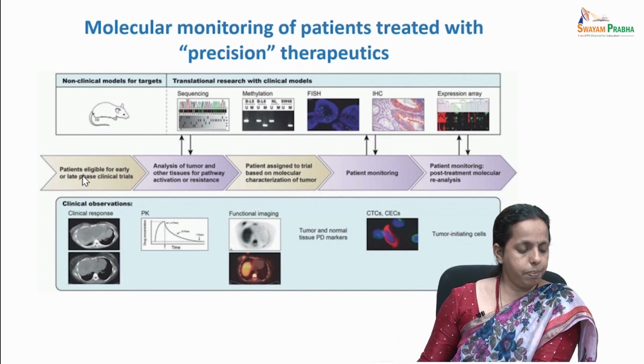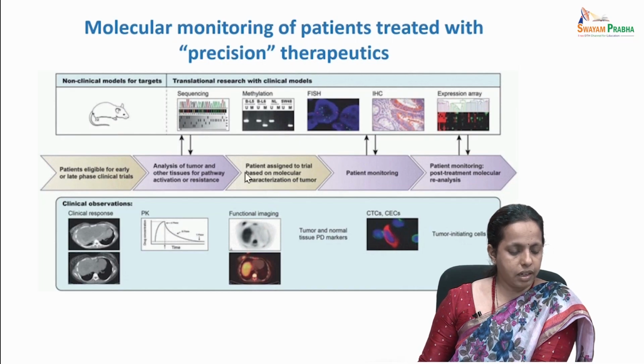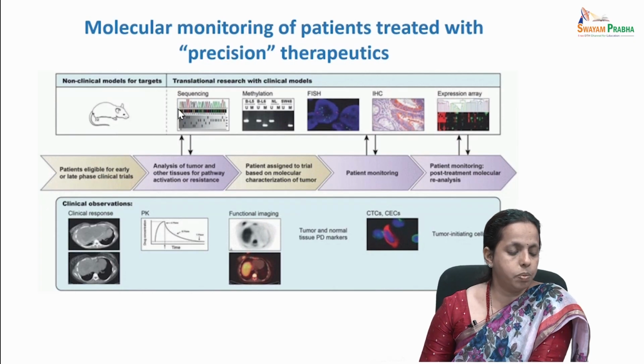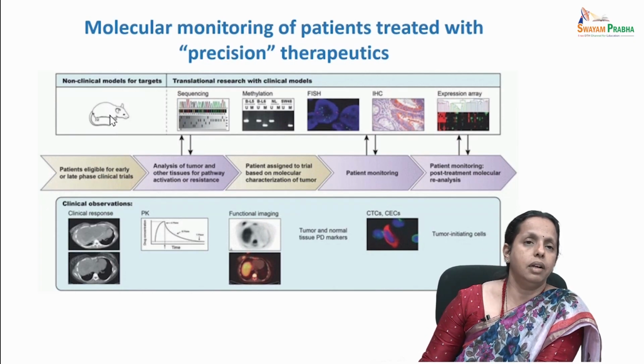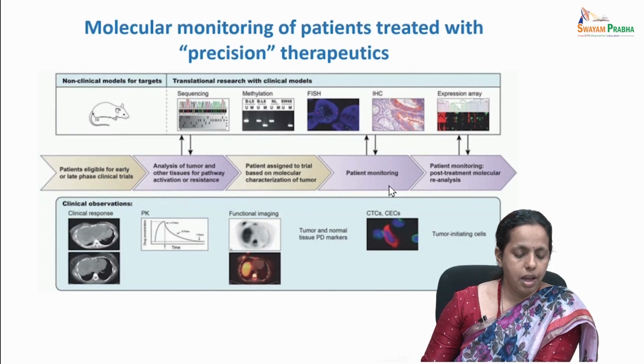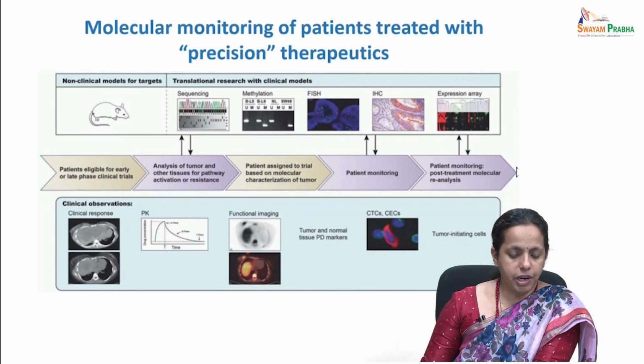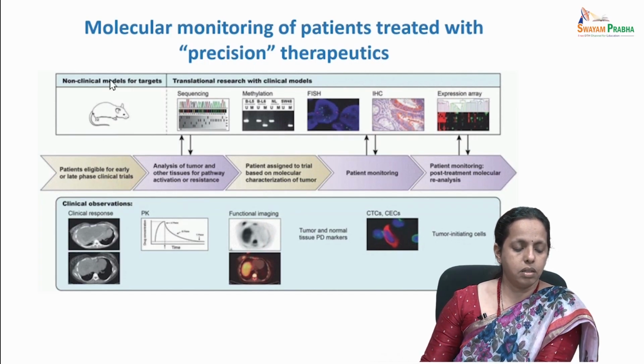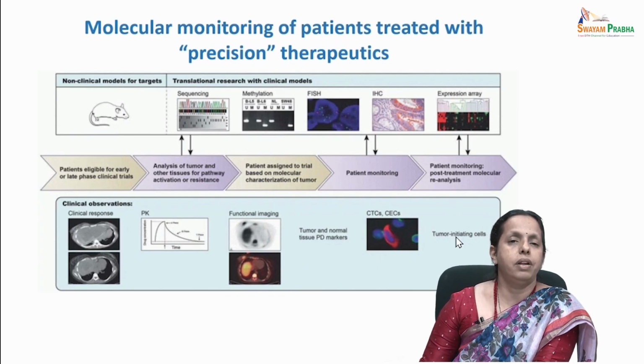Patients eligible for early or site-specific clinical trials. Then you have the analysis. You do the sequencing as I mentioned before. So patients are assigned to trial based on molecular characterization. Based on the molecular characterization of this tumor, maybe the tumor material could be very small to directly go for sequencing. That is why you put it in a mouse model. Then patient modeling, then patient monitoring post all this. For example, as I told you, if the tumor is able to overgrow the drug in the mice, it is likely it can happen even in the patient also.